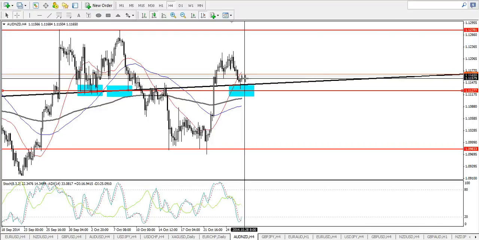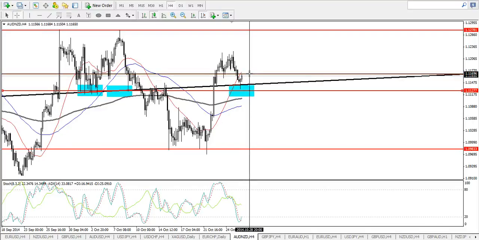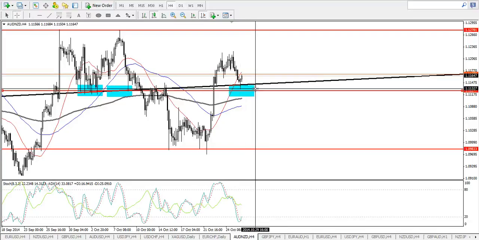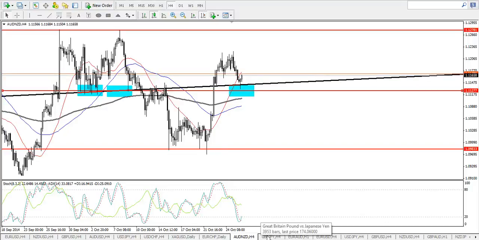So we shall wait for price to close at least at 1.1168 or above for confirmation. Then we can go for a long opportunity. Set a stop loss about 20 to 30 pips below the low of the magic candle. That will do.